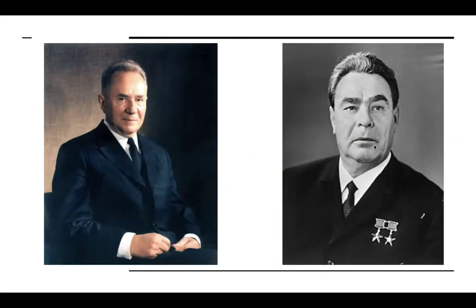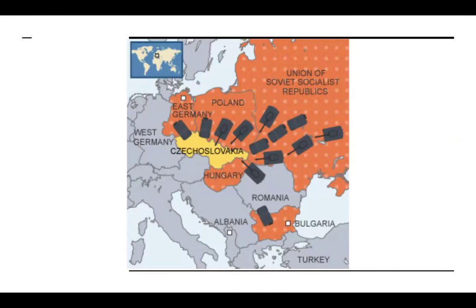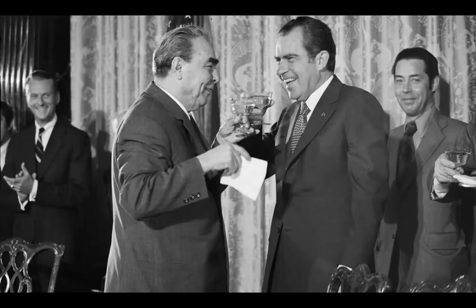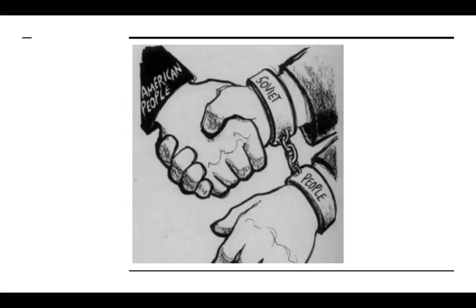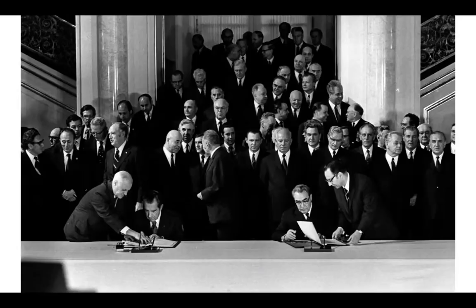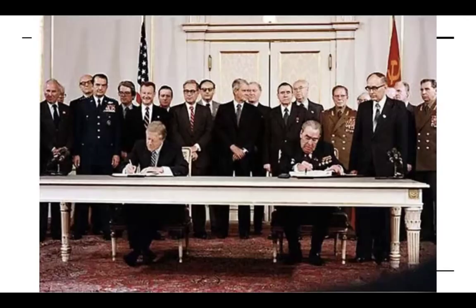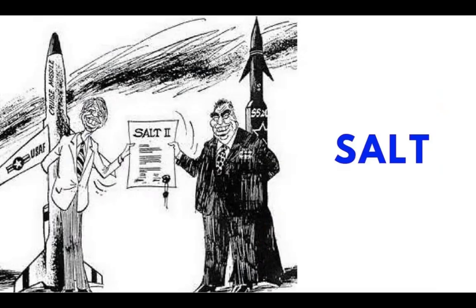That's Kosygin on the left. That's Brezhnev on the right. These are plans to invade Czechoslovakia. That's Brezhnev and Nixon. And you have the American people shaking hands with the Soviet people, but the Soviet people are in chains. This is, I believe, one of the SALT treaties being signed. And that's another SALT treaty because that's Jimmy Carter. President Carter.